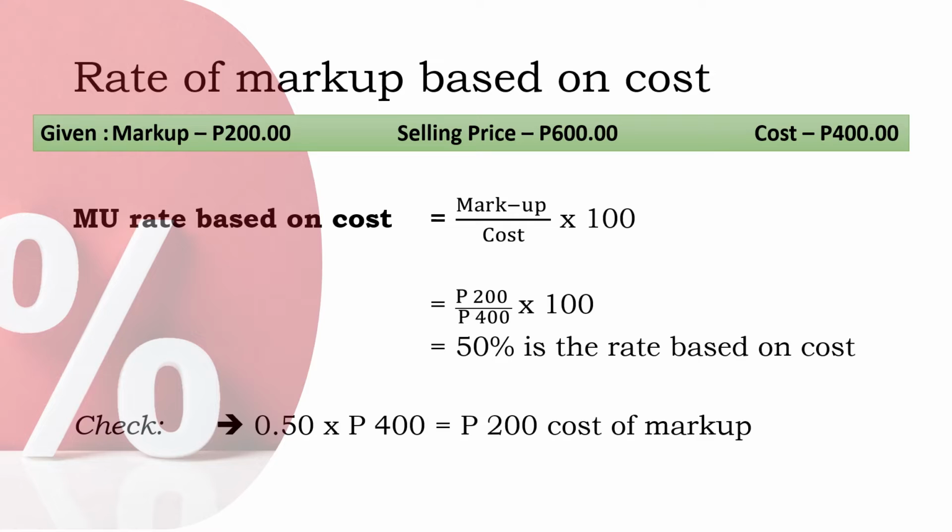Now let us check. 50% times 400 is 200. So 200 is the cost of markup.